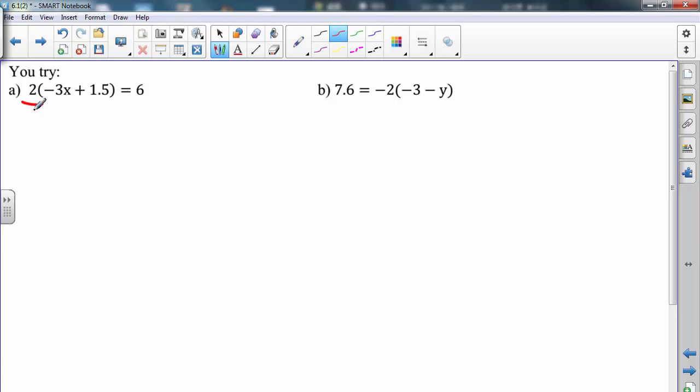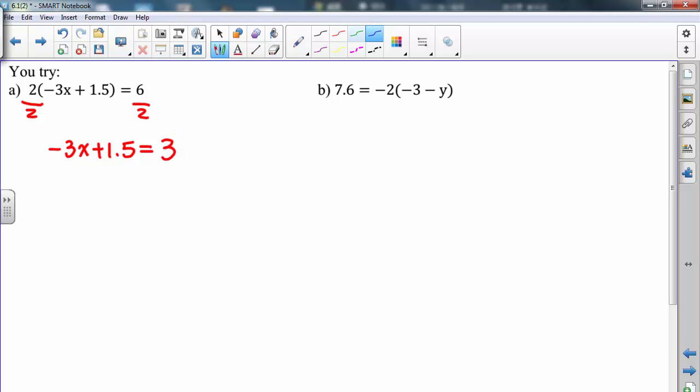I will divide both sides by 2 first, before I remove the brackets. So 2 divided by 2 is 1. Then 1 times brackets negative 3x plus 1.5, I just put a negative 3x plus 1.5 simply. 6 divided by 2 is 3.